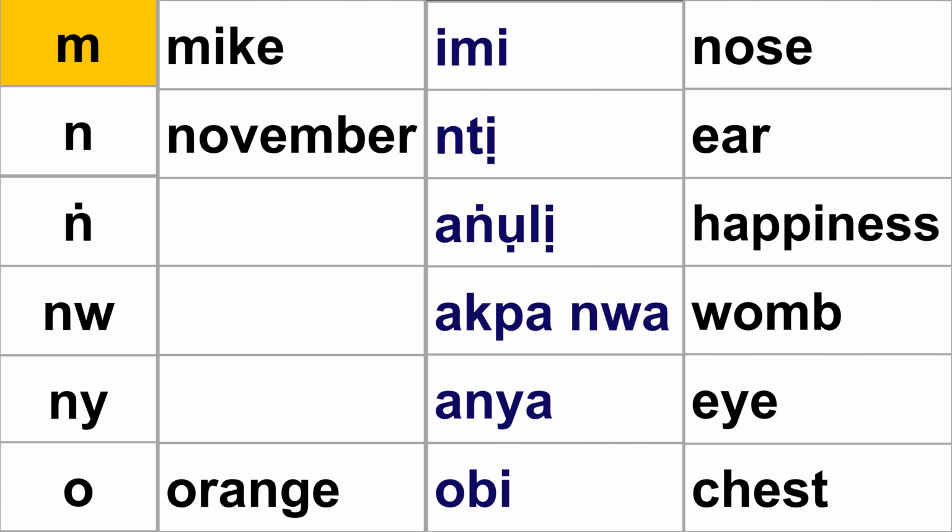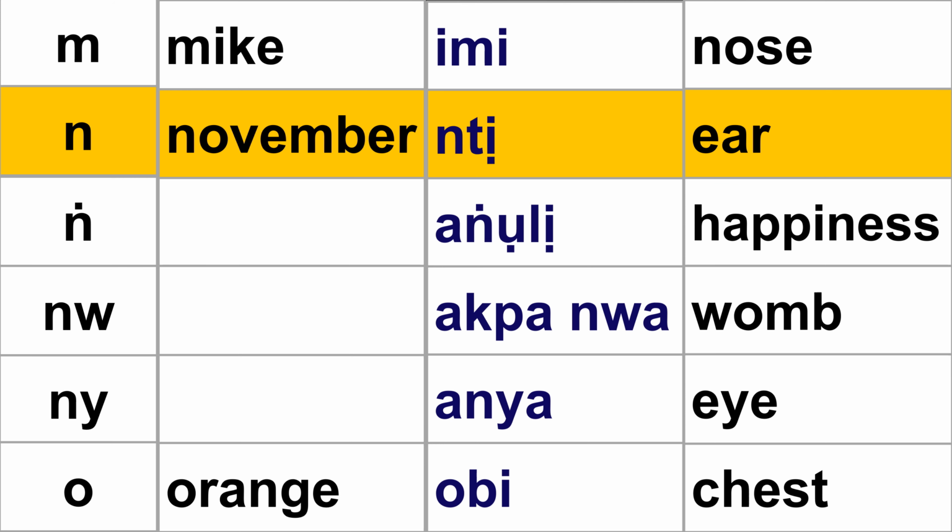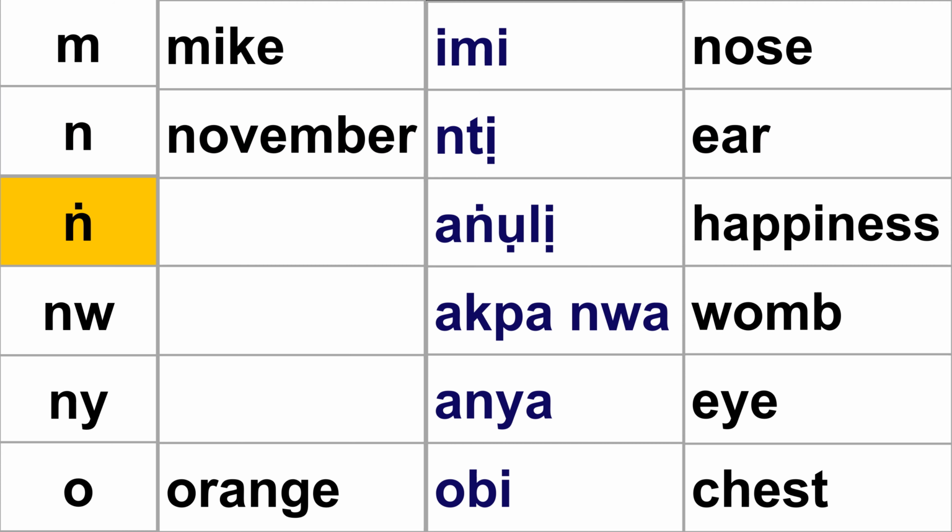Me, as in Mike. The part of the body in Igbo that has me is imi. Imi is nose. Ne, as in November. Ne as in nte. Nte is ear. Nge. Nge has no English equivalent. And I couldn't remember any part of the body in Igbo that has nge. So I used angole. Angole is happiness.